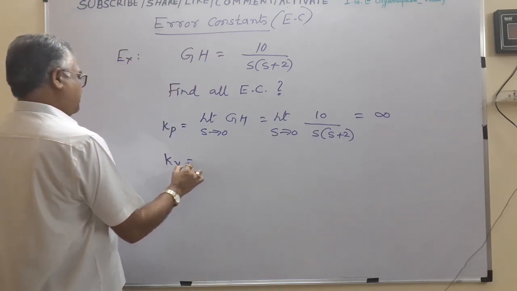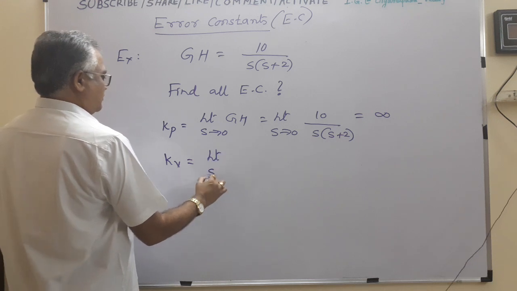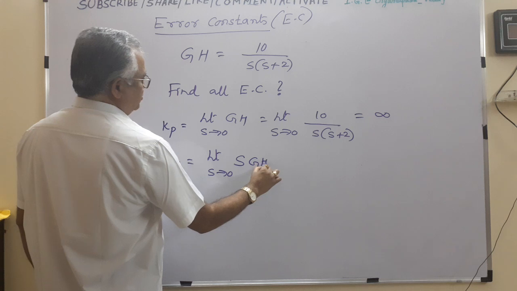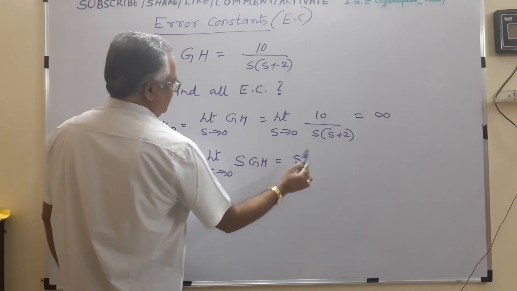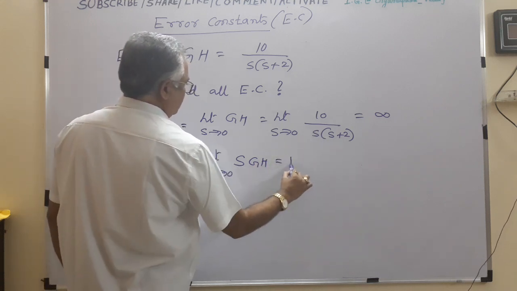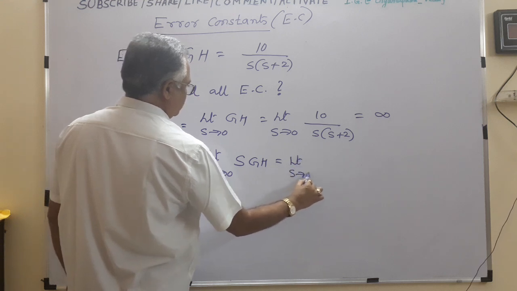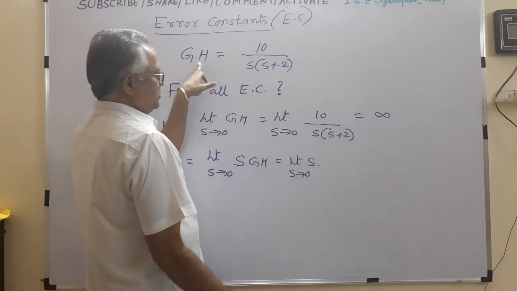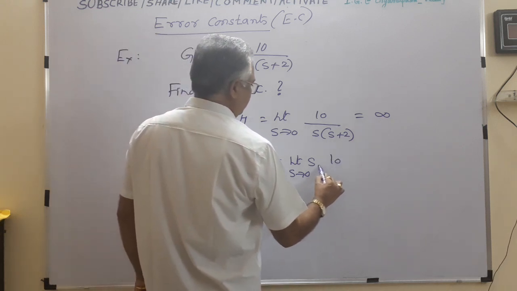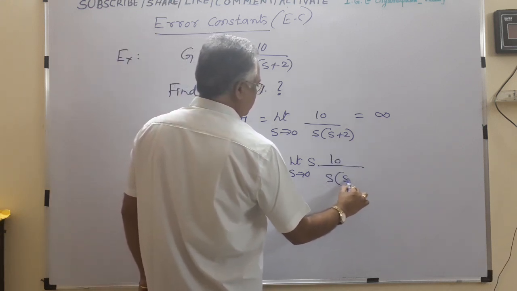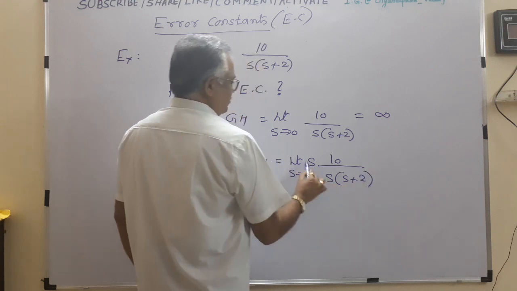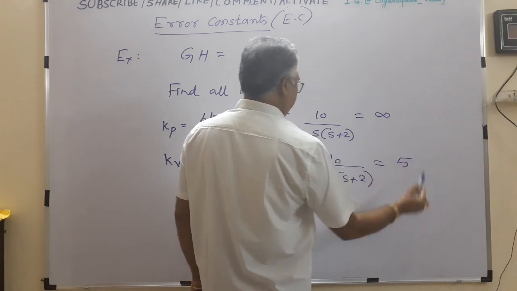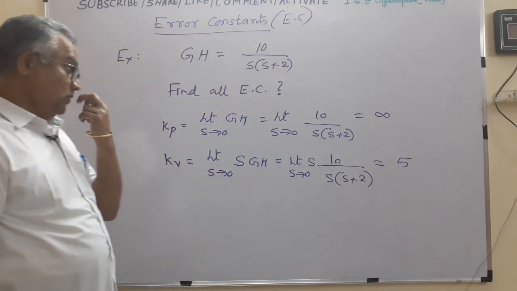Similarly, Kv. Limit s tends to 0, s into GH. What is G of s, H of s? It is 10 by s into s plus 2. One s cancels, s equal to 0, you will get 5.